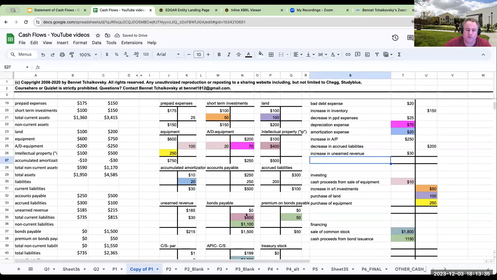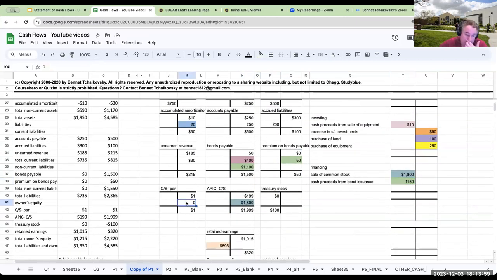Okay. So bonds payable, zero plus the 400 non-cash exchange. If I don't put that in there, my numbers are going to be off. Plus the face value of the debt I issued equals 1.5 million. Premium on bonds payable, zero opening balance. The premium was 50, gives this. The sum of these two are the cash proceeds from the bond issuance. Common stock par, no change. I issued common stock, 199 plus 1800 gives me 1,999. Everything's balancing so far.